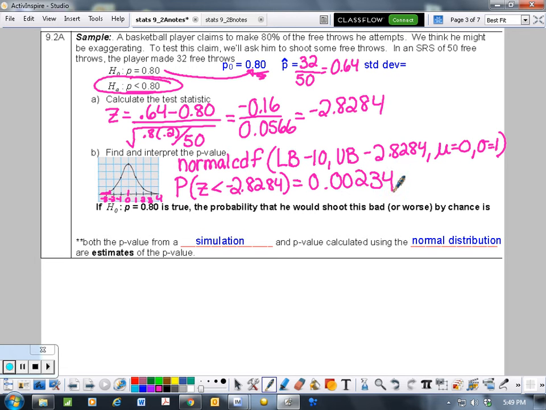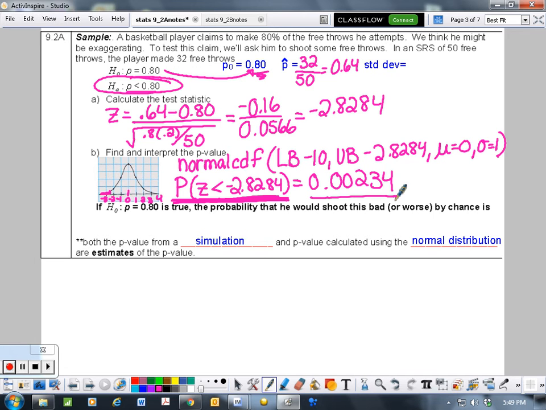This probability becomes 0.00234. Now, why did I write it like this? Why did I write the probability of this? Because this is a notation that you're going to see every once in a while, and I want you to be familiar with what it's saying. So the probability that I get a z-score that is less than this z-score that I got is really, really small.